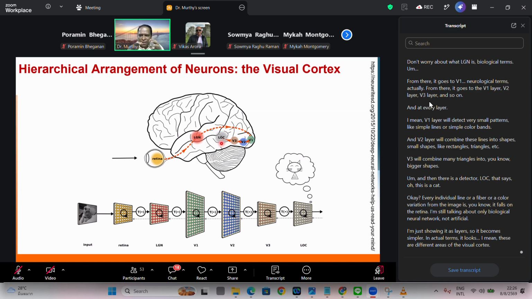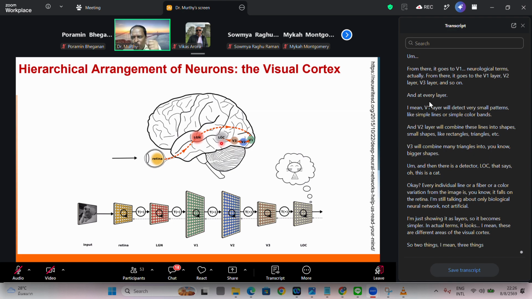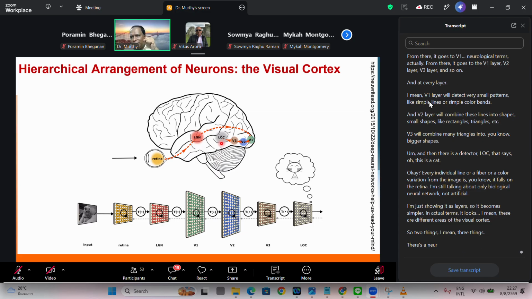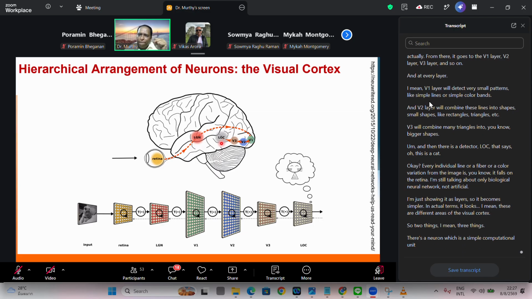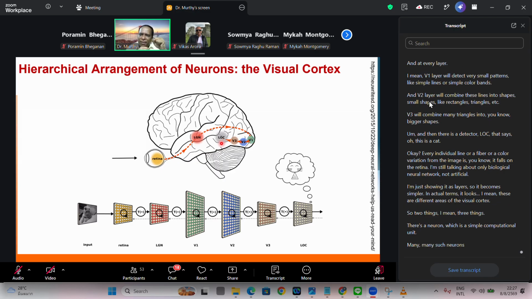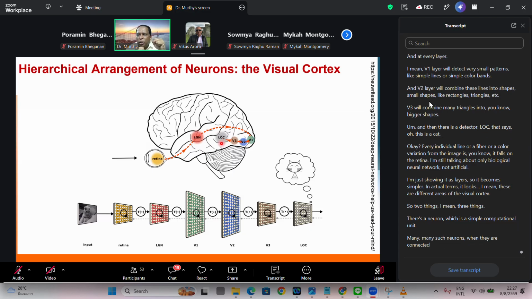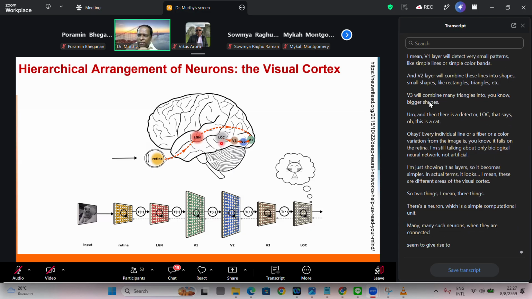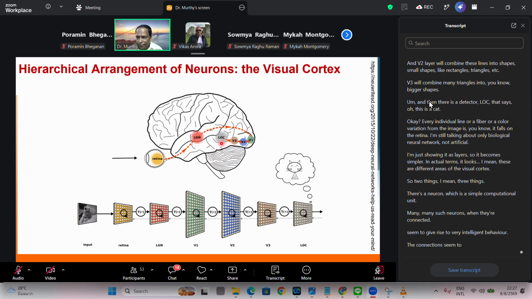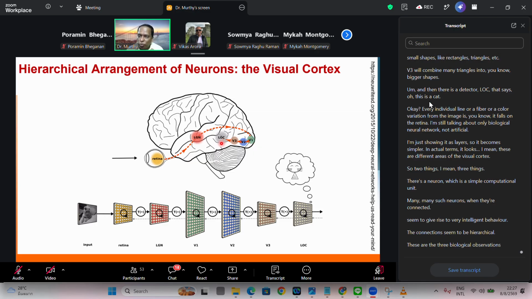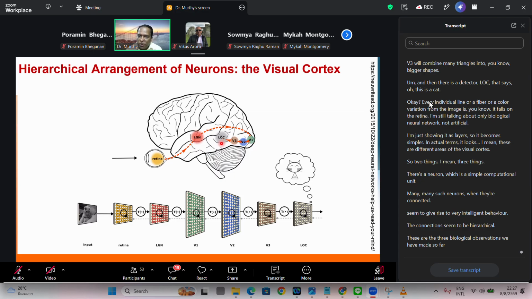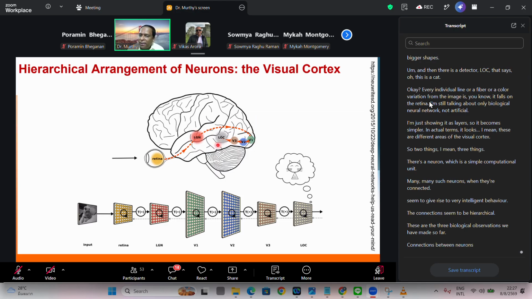So three things. There's a neuron, which is a simple computational unit. Many such neurons, when they are connected, seem to give rise to very intelligent behavior. The connections seem to be hierarchical. These are the three biological observations we have made so far. Connections between neurons seem to be hierarchical.